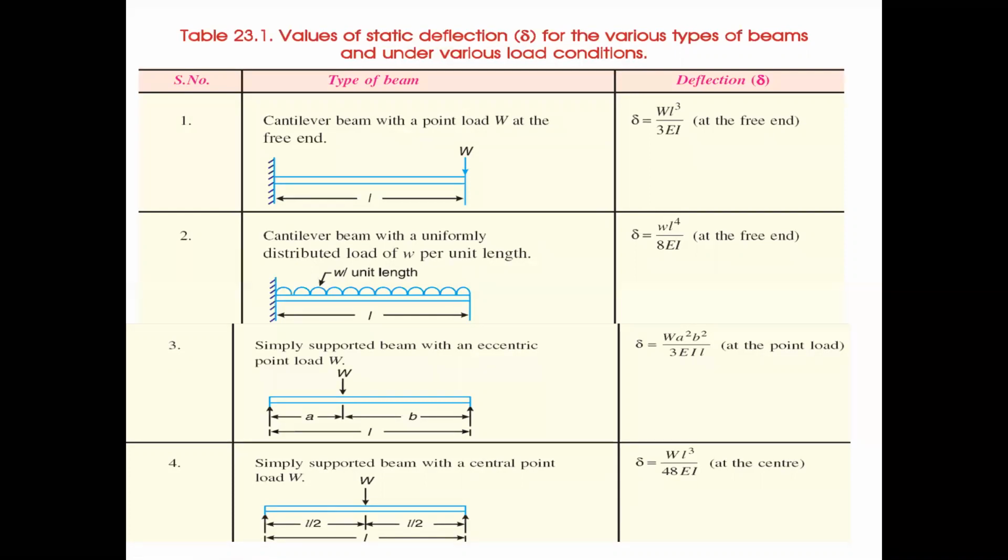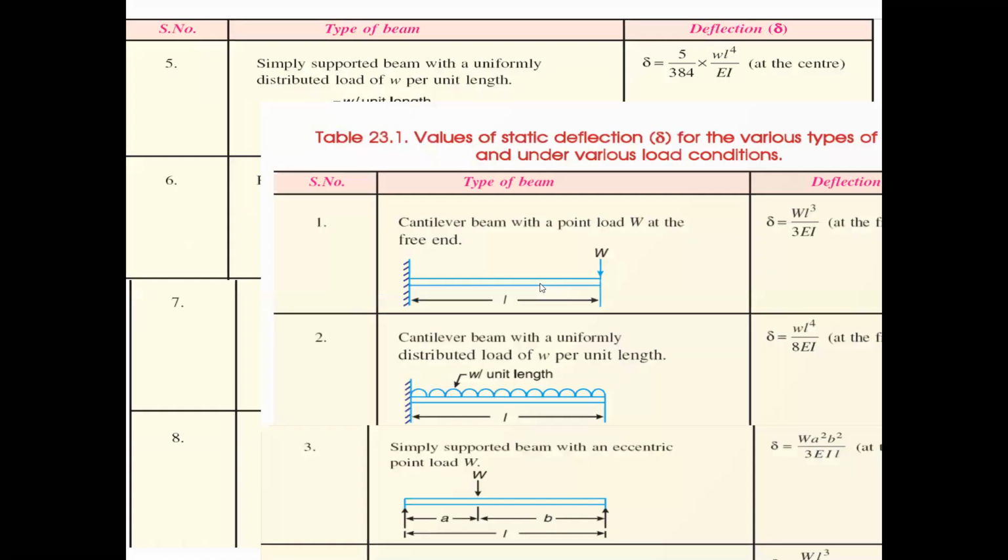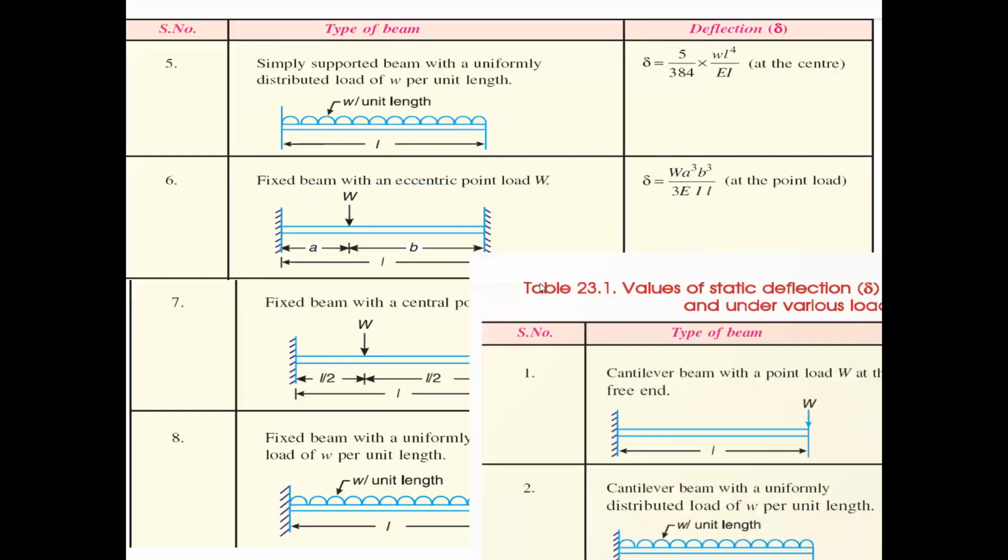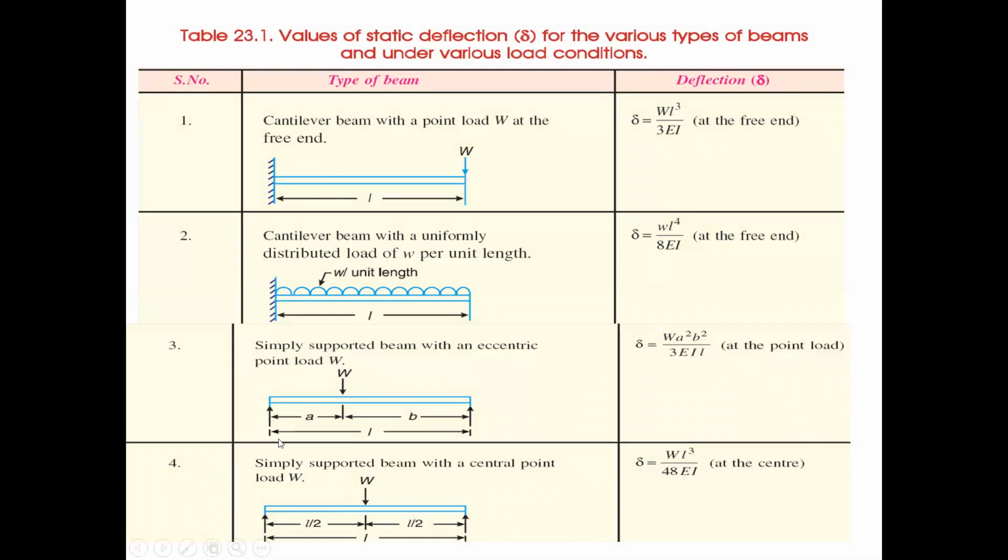The third one is a simply supported beam carrying a point load, with distance A from the left support and B from the right support. Then the static deflection value is WA square B square by 3EIL.